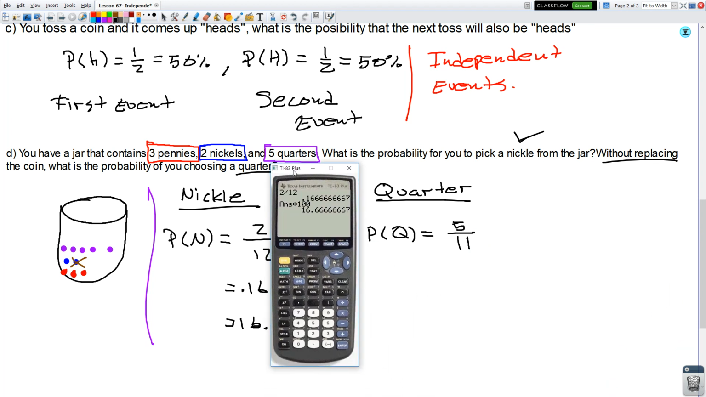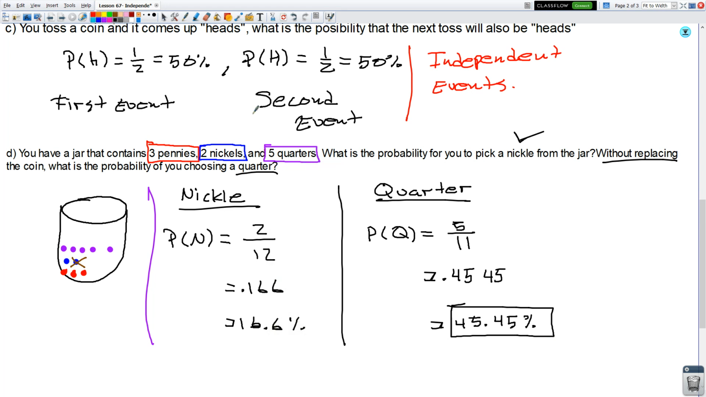So let's find out what the probability of that is. So 5 divided by the new total. If we want to know the probability, we're going to multiply by 100. So this means that we have a 45.45% chance of choosing a quarter.